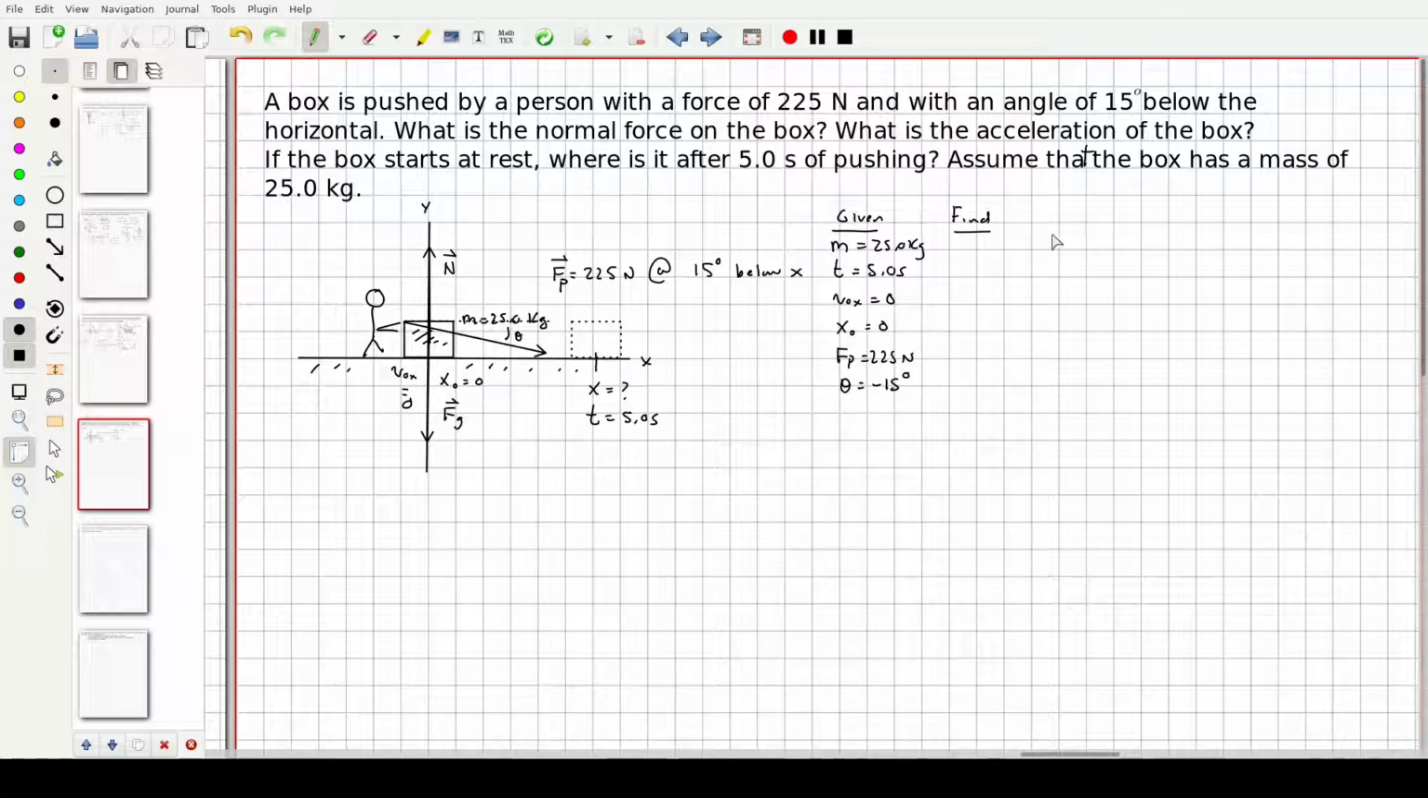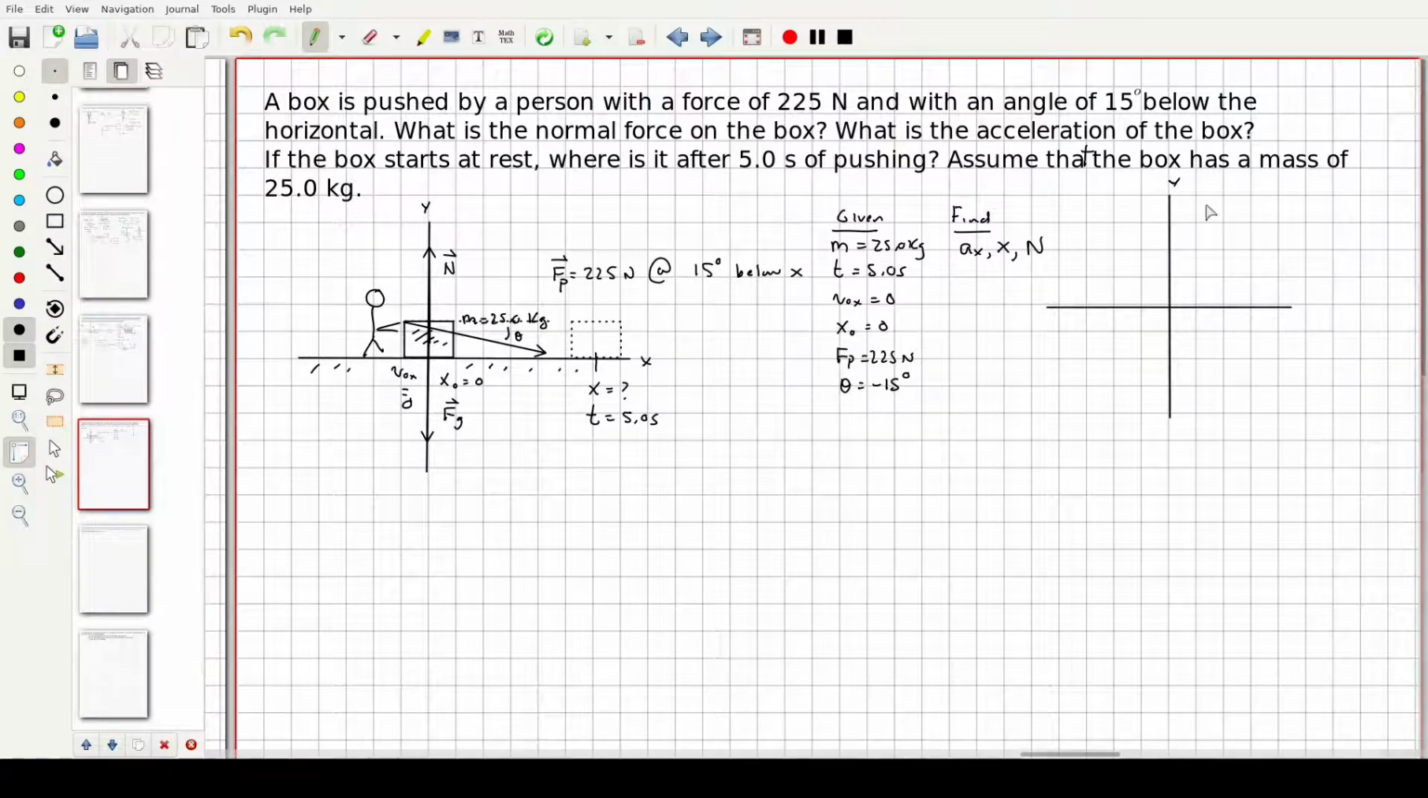Now, what are we trying to find? We're trying to find the acceleration of the box. We're trying to find where it is after 5 seconds of pushing. And we're also trying to find the normal force. Okay, so that said, let's draw us a free body diagram. And now you can really see why the free body diagrams are so essential. Because we got a lot of forces here, and not all of them are easy to deal with.